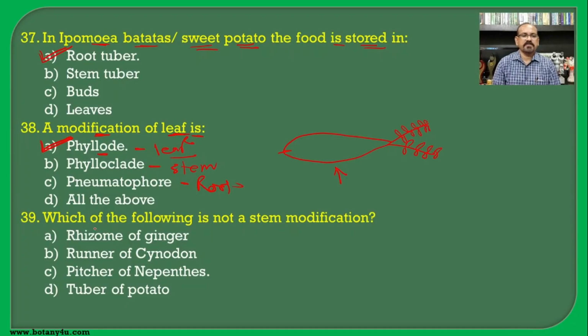Then which of the following is not a stem modification? See, not the stem modification. Rhizome of ginger, yes, it is a stem modification. Then runner of Cynodon, that is the same, a stem modification. Then pitcher of Nepenthes is a leaf modification, and hence no. Then tuber of potato, it is also a stem modification, that is yes. So the correct answer becomes the pitcher, as it is not a stem modification, it is a modification of the leaf.